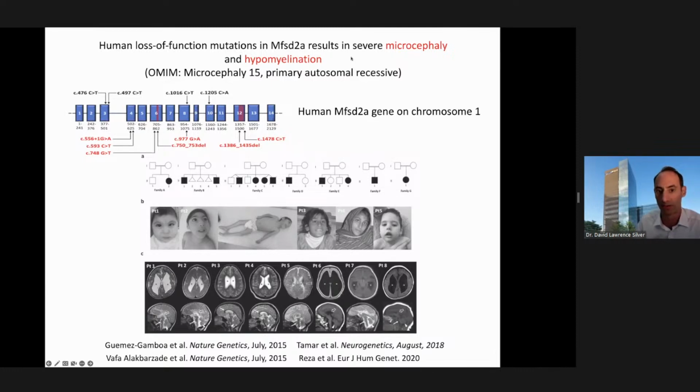Regarding hypomyelination, those are ongoing studies, so I won't be talking about that today, but suffice it to say that MFSD2A is expressed in oligodendrocyte precursor cells, which are important for myelination. And so we'll have a story out quite soon that I'll be able to share.